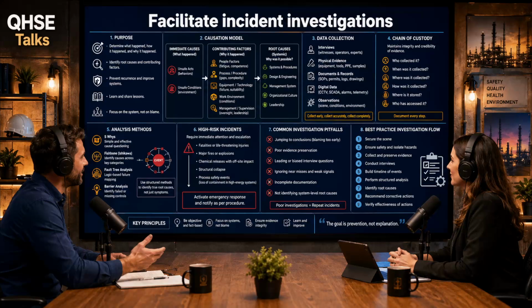Why was the wrong specification used during the rebuild? Because the purchasing department switched to a cheaper supplier without initiating a management of change review or consulting process engineering. Wow, so you track it all the way back to an office building. Yes. The root cause isn't a puddle of oil on a catwalk. The root cause is a flawed procurement policy and a failure in the management of change process.